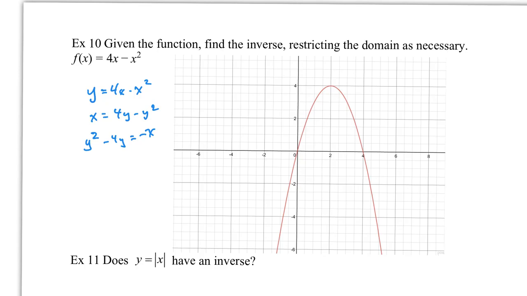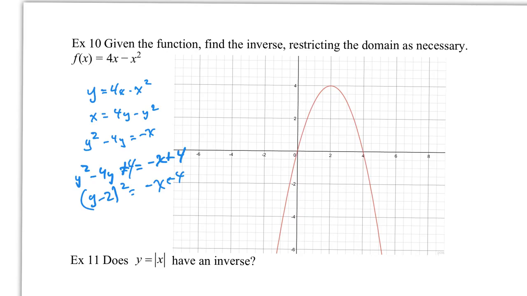So really quickly here, I took y equals 4x minus x squared. I switched the x's and y's, and I got y squared minus 4y is equal to negative x. So then I went ahead and completed the square. I took half of b, squared it, and got y squared minus 4y plus 4 is equal to negative x plus 4. That should be plus 4 here. And then this is y minus 2 squared equals negative x plus 4.